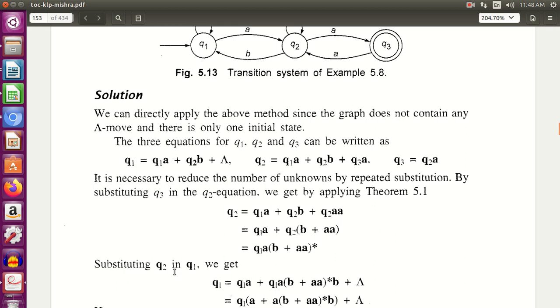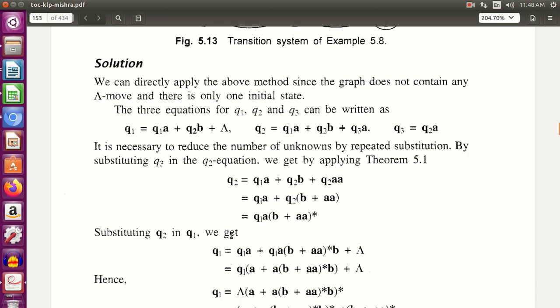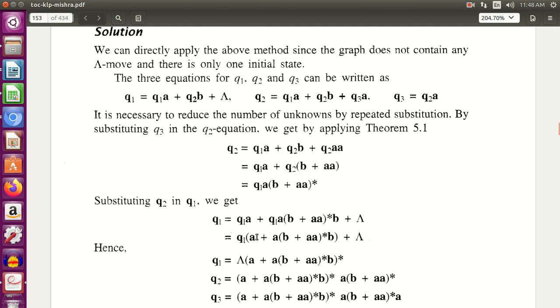Now, we are going to substitute this value of Q2 inside this equation of Q1. So, what is the equation of Q1? Q1 is equal to Q1A plus Q2B. So in place of Q2 I'll simply put this value, that is Q1A (B plus AA) whole star, and B was already there, and then lambda was already there, right? After that what I do is I take the Q1 common and I'm left with A plus A (B plus AA) star B plus lambda.